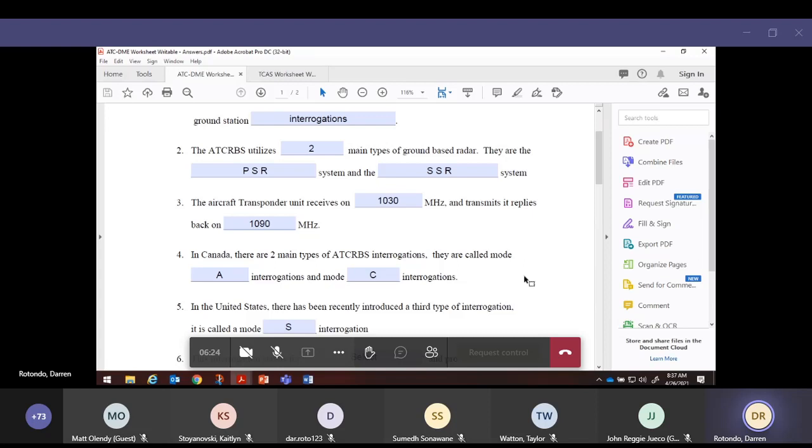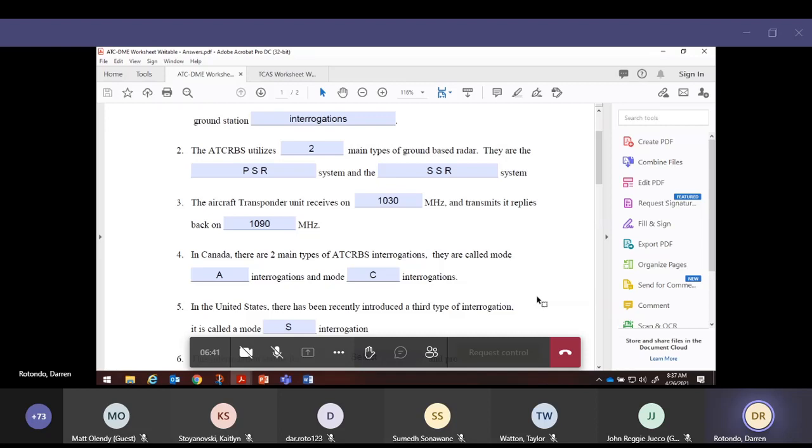That being said, in the United States, question 5 maybe should be reworded. It's not recently. Recently, if you think 1992 was recent, okay, in the United States there was introduced a 3rd type of interrogation system many years ago called Mode S interrogation. So that's also in the game now here in Canada. So basically we have 3 main types of air traffic control radar beacon system interrogations: Mode S, Mode C, and Mode A.